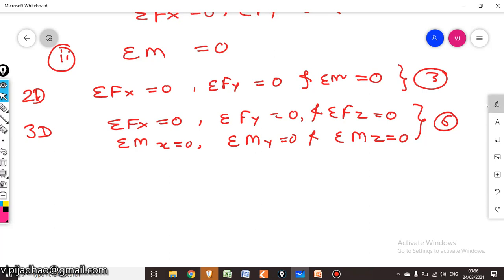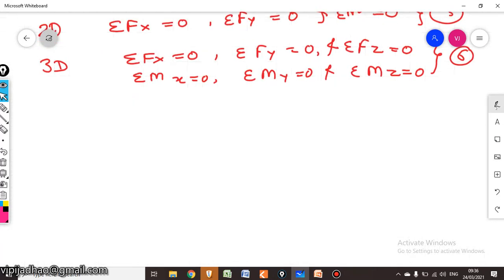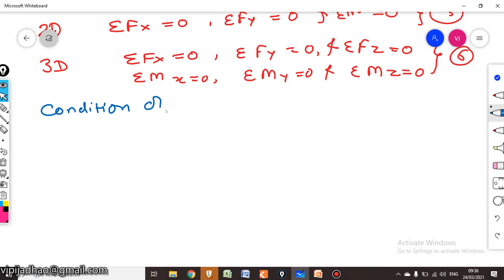Okay, next point is condition of compatibility. There are two conditions of compatibility. So what does this term compatibility mean? Compatibility condition is the requirement of continuity, such as at a joint where two or more members meet.